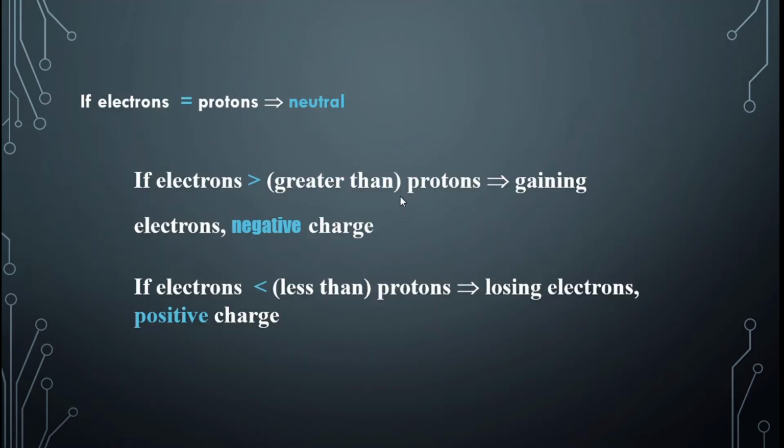To understand how the neutral atom becomes a charged atom, take a look at this. If electrons equal protons, it is a neutral atom. If electrons are greater than the protons, or gaining electrons, the atom is negatively charged. If electrons are less than the protons, or losing electrons, it becomes positively charged.